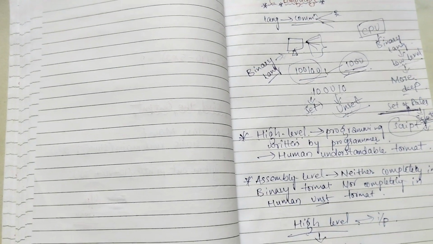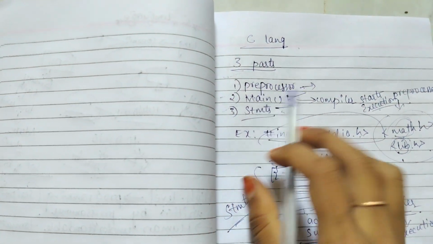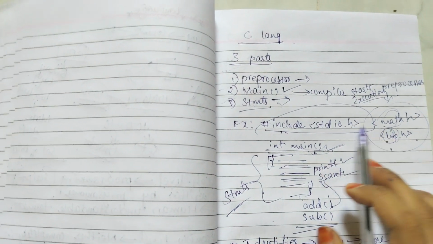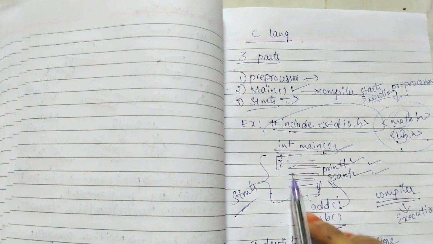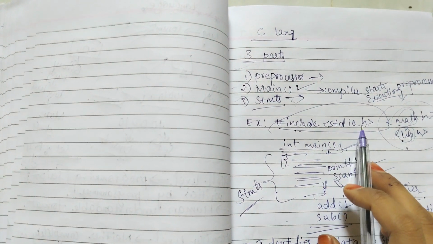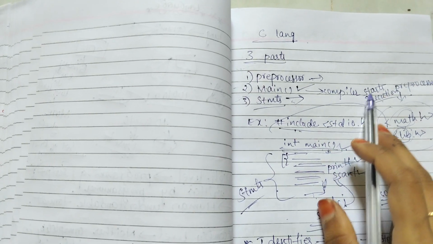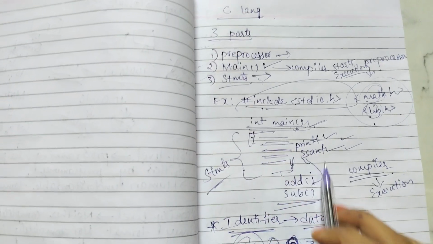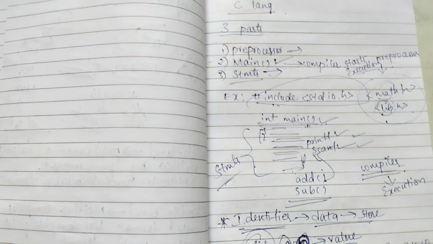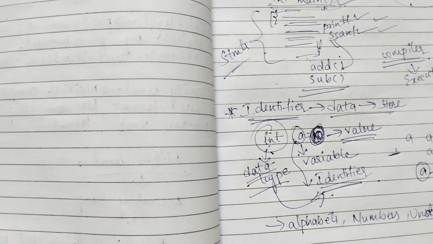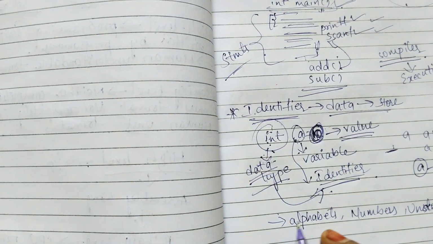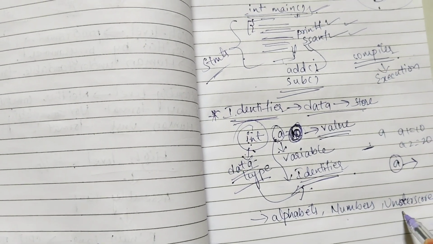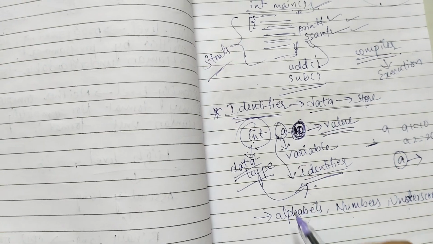Once again, it has 3 parts: preprocessor, main function and the statements. Preprocessor means whatever things I want to include inside the program. Clear? And main function: the compiler starts execution from the main function only, and the statements inside the main function will be written in the output based on the given input. And identifiers, which is nothing but a variable name. The rules for the identifiers: it has to be alphabet, number and underscore, but it must start with the alphabet only, not with the number or underscore.